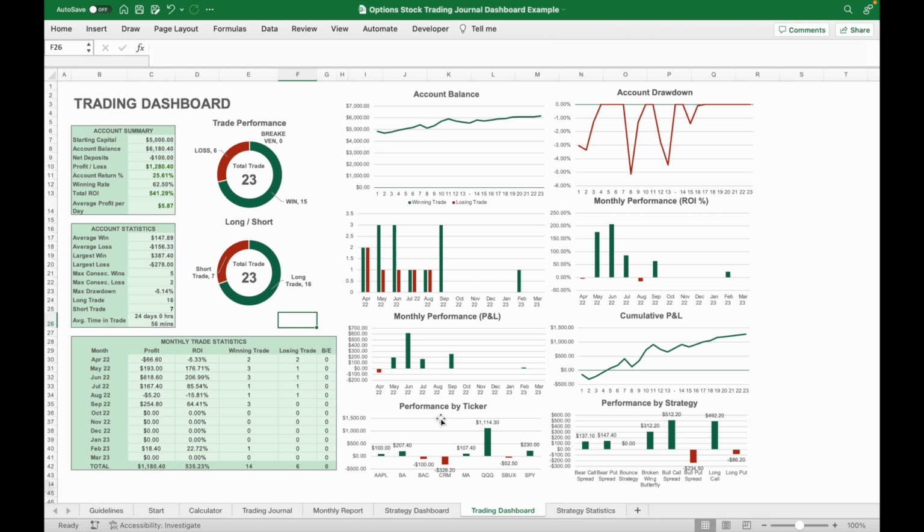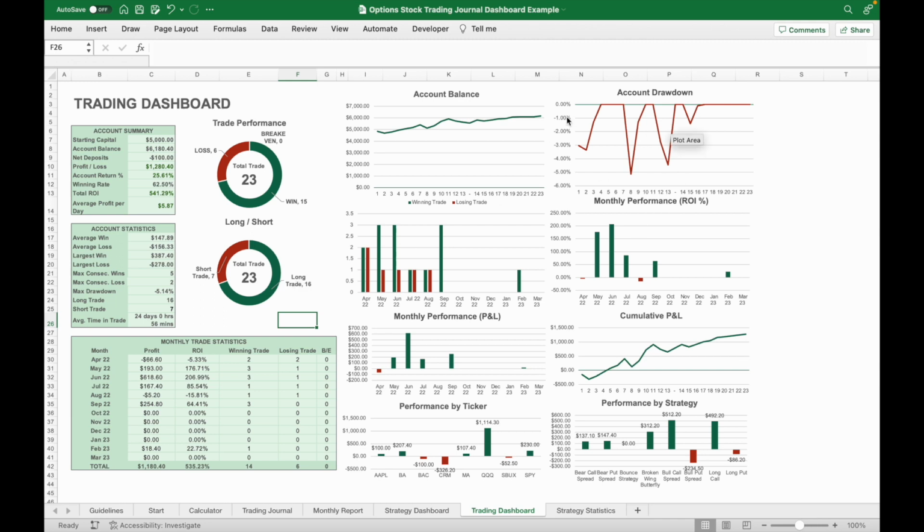It also shows you 12 monthly trade statistics such as profit and loss, return on investment, winning trade, losing trade, and break-even trade. The interactive and dynamic charts automatically update when you input data into the trading journal. The pie chart here shows your trade performance such as the number of winning or losing trades as well as number of long or short trades.